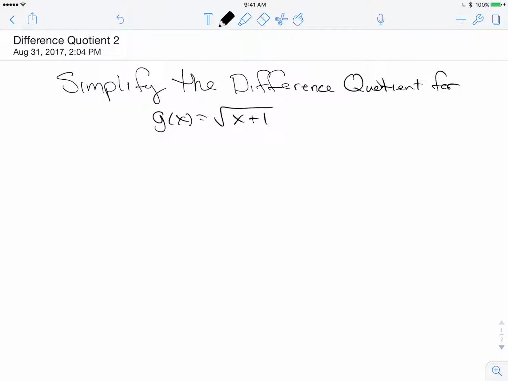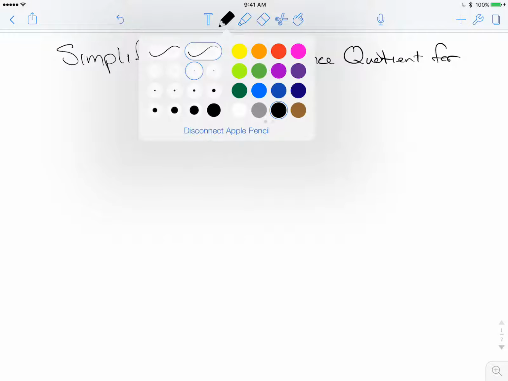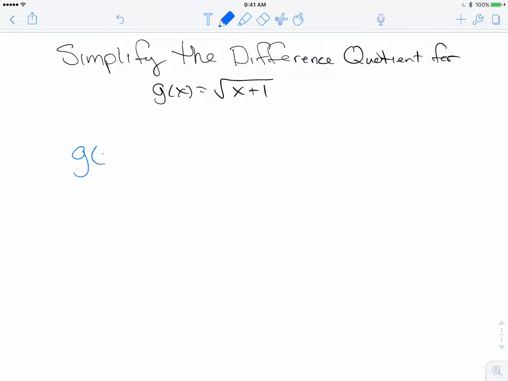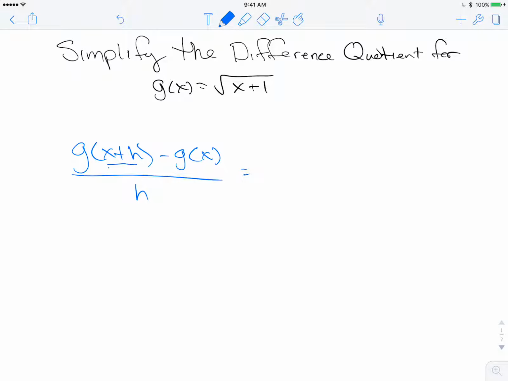Okay, today we're going to look at simplifying the difference quotient for this function, g of x is equal to the square root of x plus 1, right? So if we recall, the difference quotient would be g of x plus h minus g of x all over h. So if we replace that, we remember we want here to replace any instance of x plus h with an instance for the x in here.